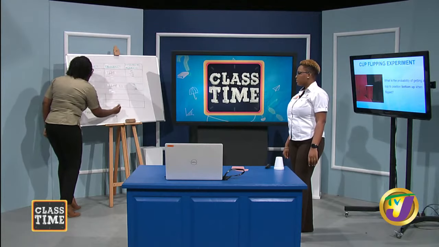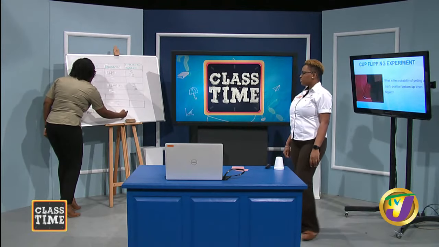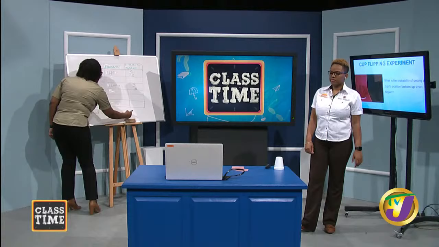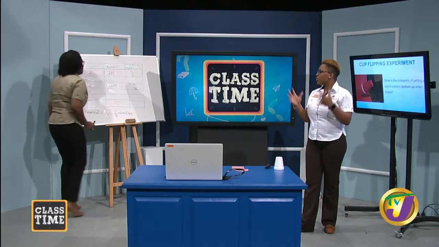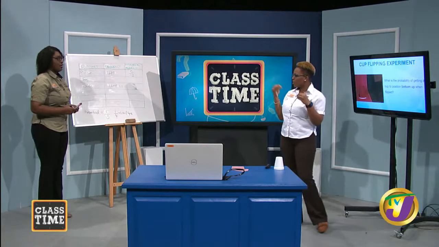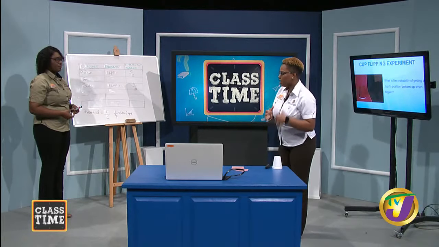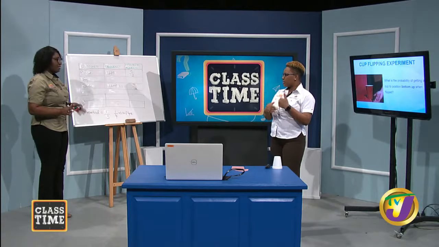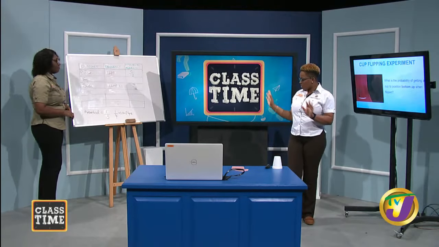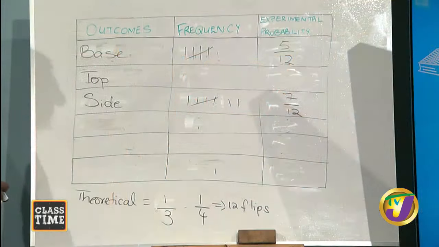Okay. And this is for 12 flips. Because we have 12 flips and you should have an even number of the cup landing on any of the sides: base, top, sides. So from the 12 flips divided by 3, we'll get 4.